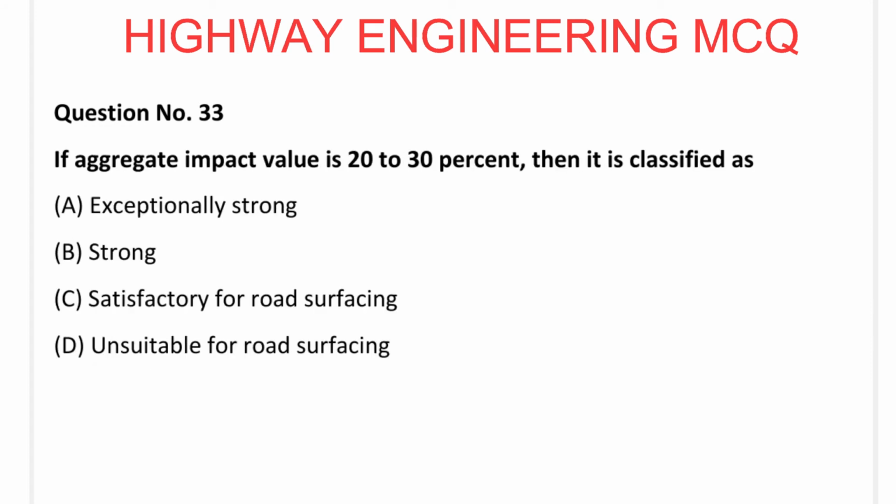So next question, if the aggregate impact value is 20 to 30%, then it is classified as: A, exceptionally strong; B, strong; C, satisfactory for road surfacing; and D, unsuitable for road surfacing. So the answer is C, satisfactory for road surfacing.